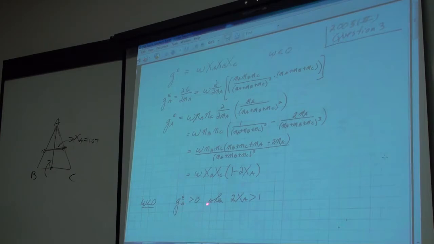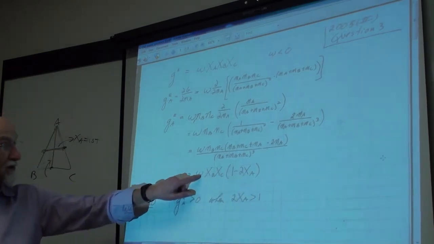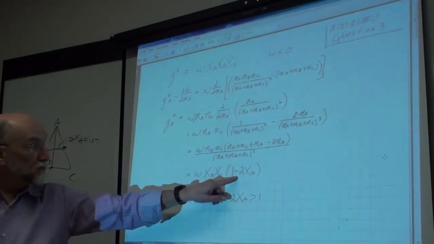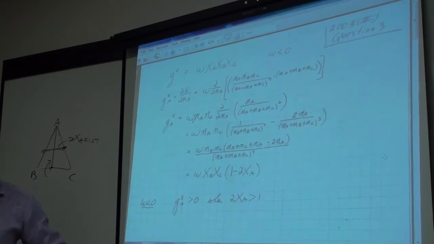And what you find out then, if XA is small, and let's say omega is negative, then this term is in fact negative. But if 2XA is greater than 1, or if XA is greater than 0.5, this term becomes positive and the whole thing switches sign.